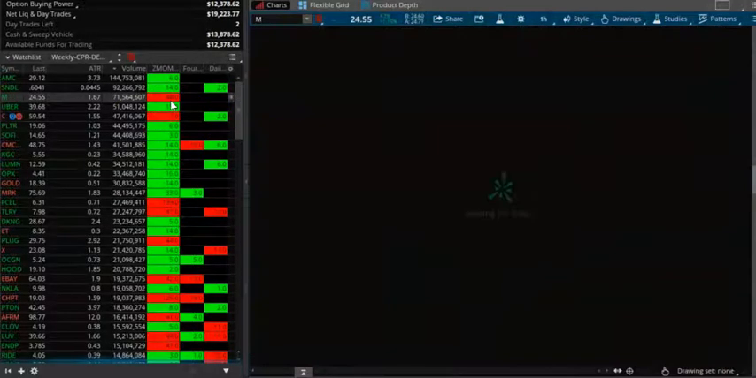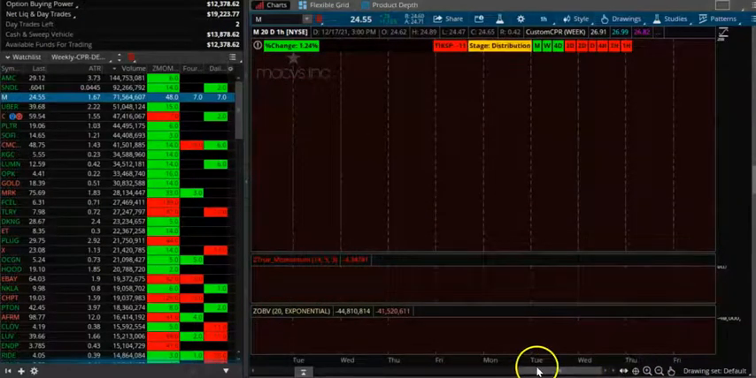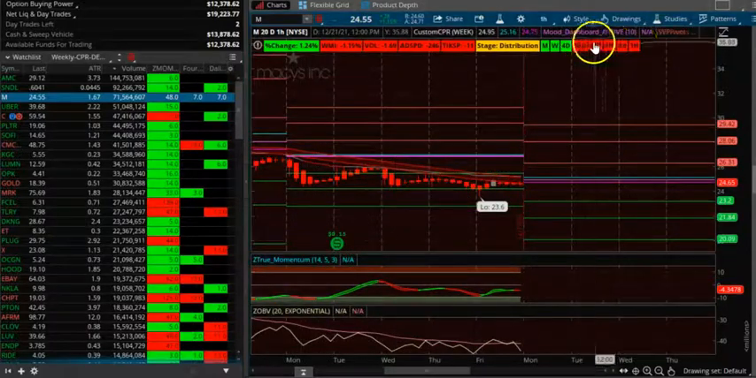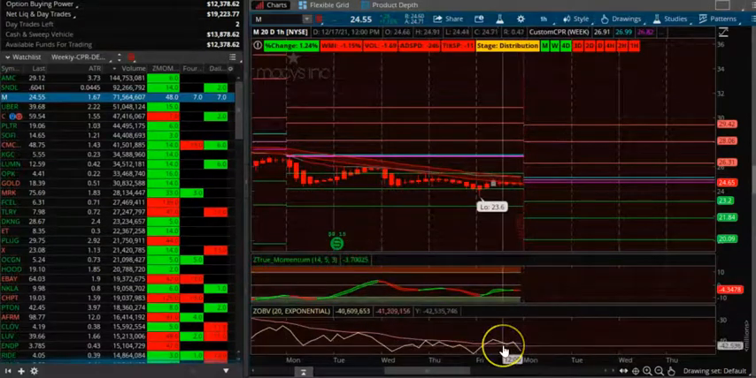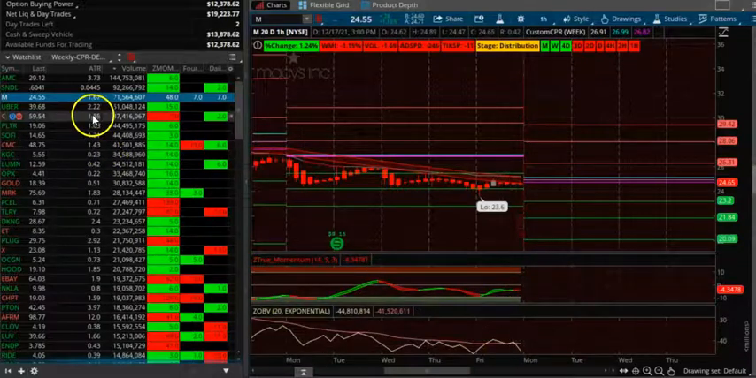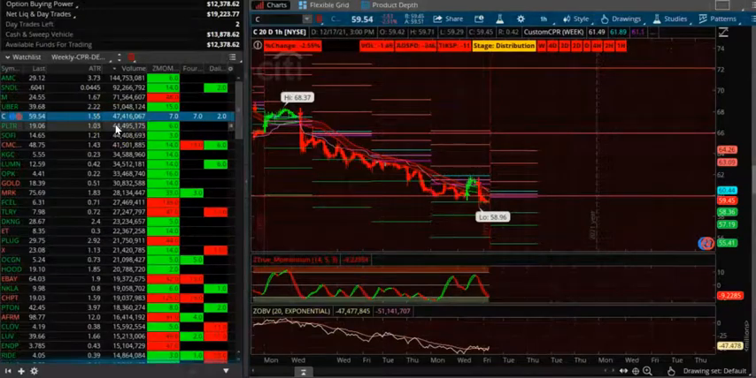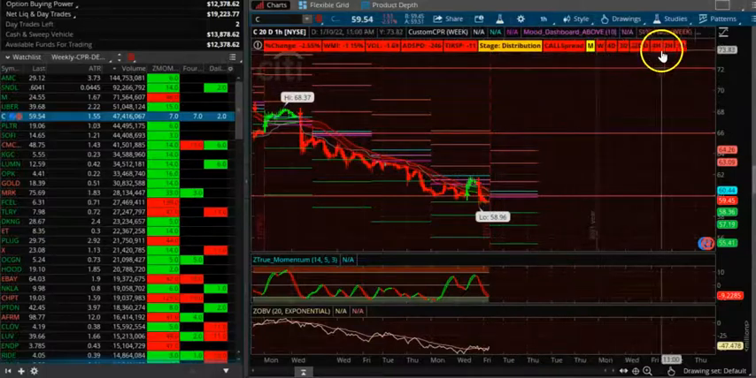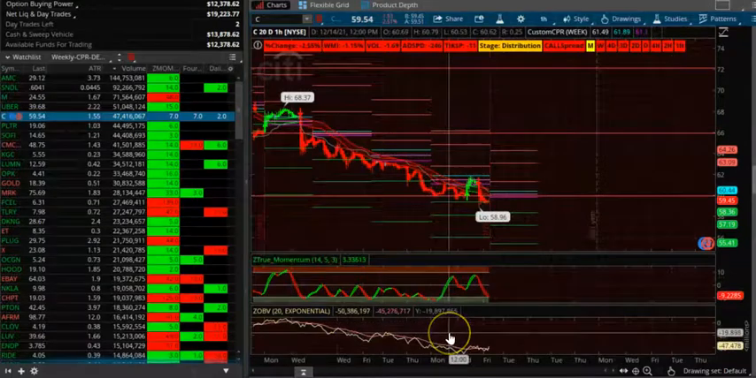So Macy's. Macy's is downtrending, CPR down. It's all negative here. Momentum is negative. Next is Citibank. CPR down, all negative, trend is negative, and on balance volume is also going down. It's a good one to take.